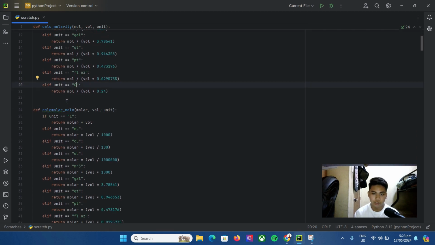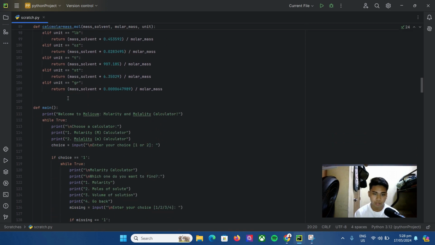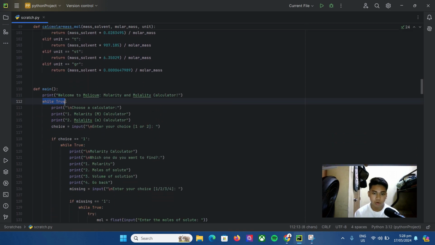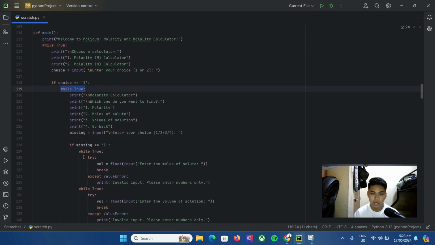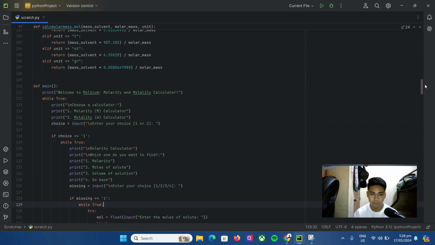The while loops are used to repeatedly prompt the user for input until a valid response is received, ensuring the program only proceeds with correct data. It can also keep the interactive menu running, allowing users to perform multiple calculations without restarting the program.